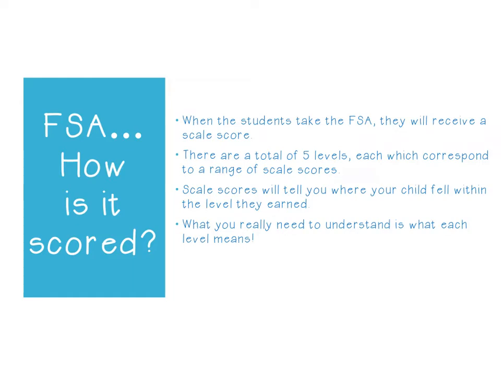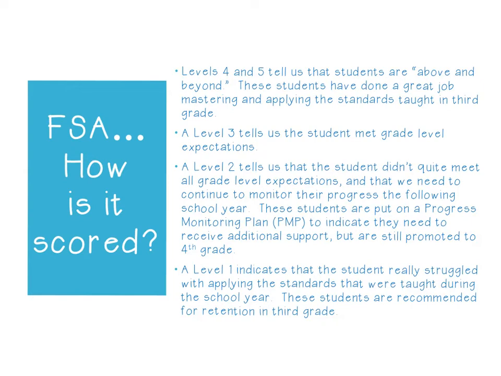So now let's talk about how the FSA is scored. It's actually scored based on 5 different levels, level 1, 2, 3, 4, and 5, 5 being the highest and 1 being the lowest. They are also given scale scores, which is a 3-digit number, and scale scores then correspond to the different levels. So basically, levels 4 and 5 tell us that students are above and beyond. They have met the standards, they've exceeded the standards, and they've done a great job.